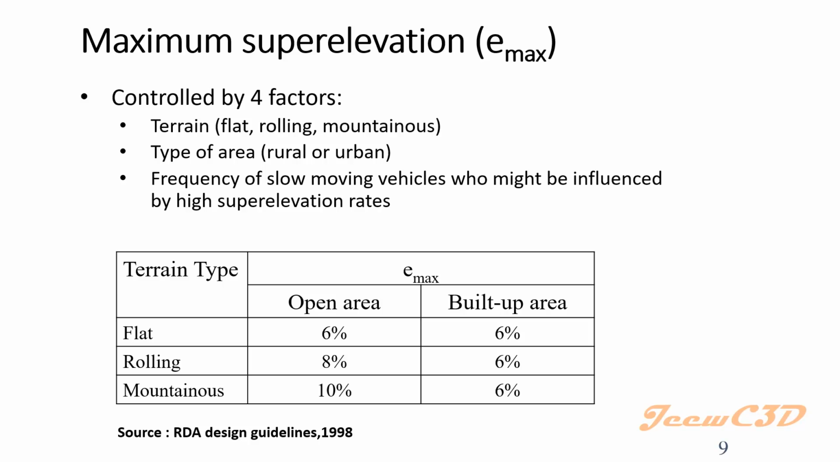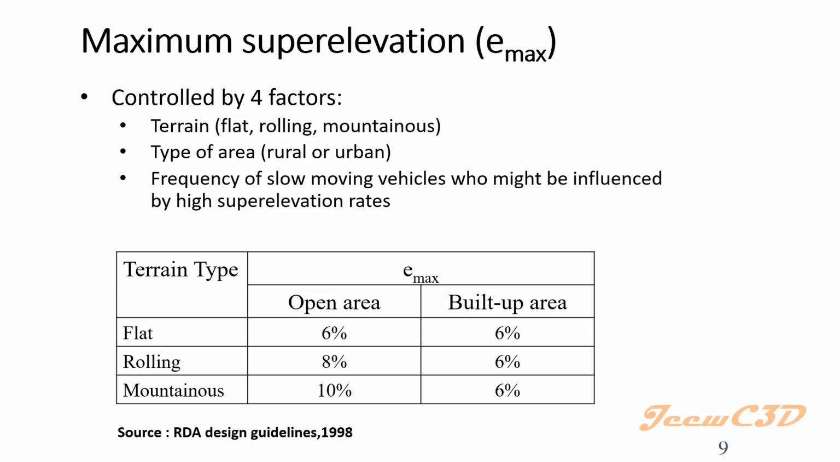So you cannot have as much super elevation as you like, because inclination of the road, or super elevation, depends on several factors. What are these factors? One thing is terrain. Terrain means what kind of natural ground behavior you have in this area. If it is a flat terrain, that means you have a flat area. You don't have high variation of the road. So you call it a flat terrain.